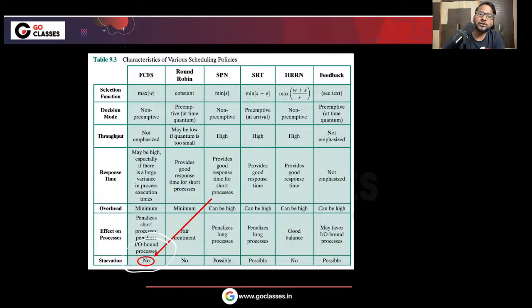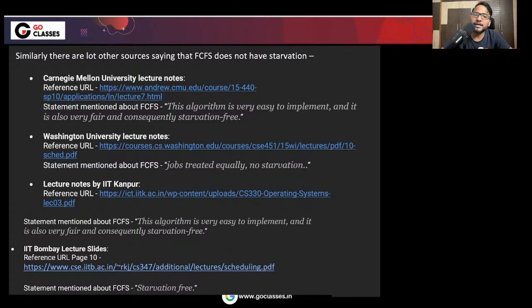Why does Williams Stallings say that FCFS does not have starvation? Let me go over some other resources also. Similarly, there are many other resources that say that FCFS does not have starvation. If you go to CMU, I do not know the exact ranking, but I think it should be in the top 20 universities of this world.